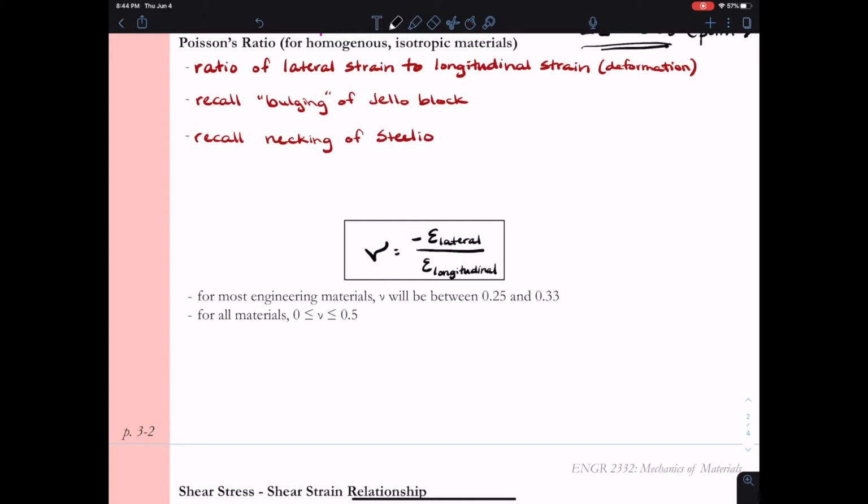For most engineering materials like aluminum or steel, our Poisson's ratio will be somewhere between 0.25 and 0.33. For something a little bit less movable like concrete, you're down in the 0.1 to 0.2 vicinity.